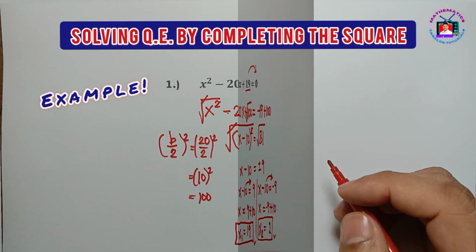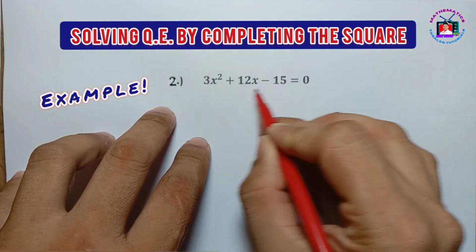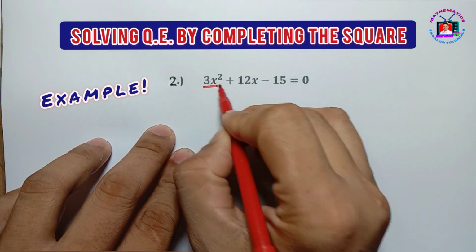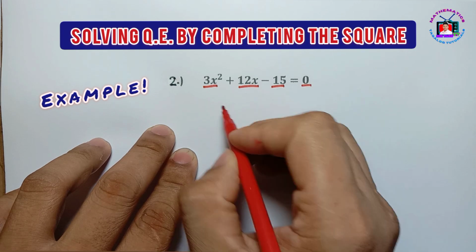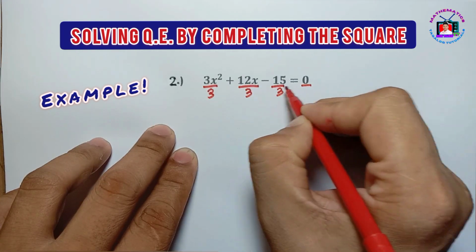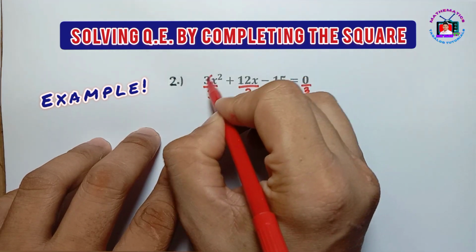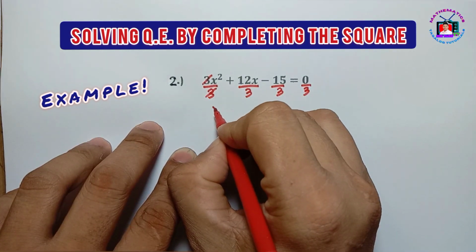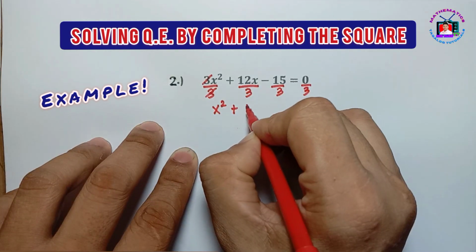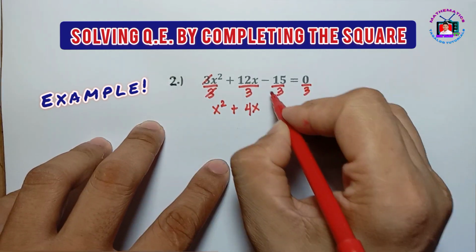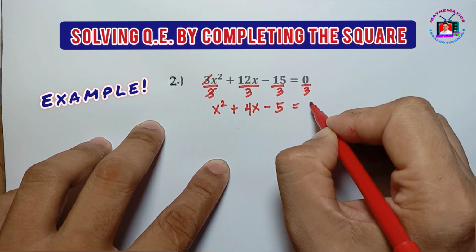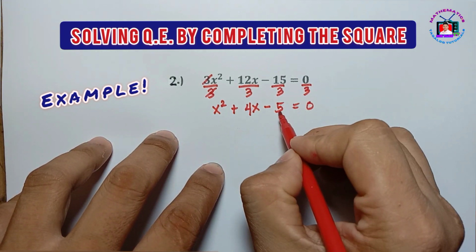Okay, next we have example number 2. In example number 2, the value of a is not 1. So therefore, we need to divide all terms by the constant 3. Since all 3 terms are divisible by 3, 3x squared divided by 3, the 3 cancels out, so just x squared. Then 12 divided by 3 is 4, bring down x. Negative 15 divided by 3 is negative 5, equals 0 divided by 3 is 0.